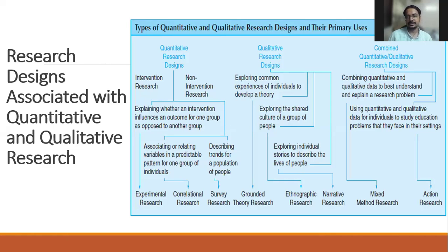The qualitative research designs include exploring the common experiences of individuals to develop a theory, exploring the shared culture of a people, or exploring stories to describe the lives of people, which is narrative research. Then we have mixed methods, which combine quantitative and qualitative research to best understand and explain a research problem. Using quantitative and qualitative data for individuals to study an education problem that they face in their setting is an example of action research.